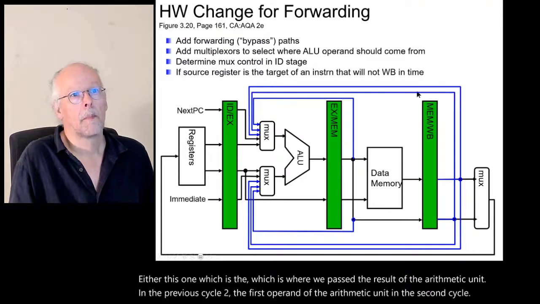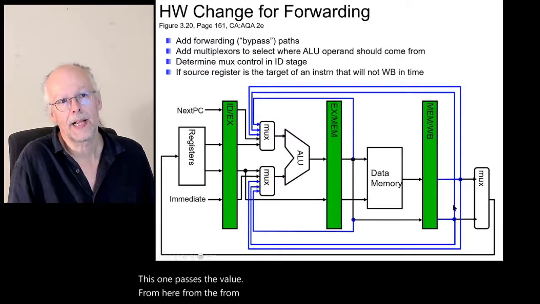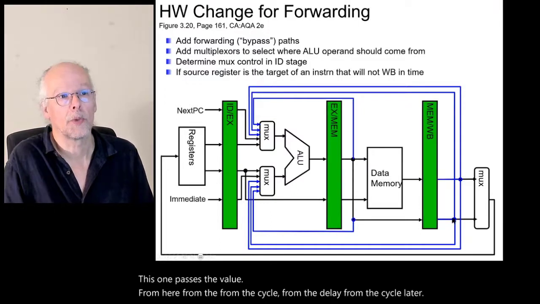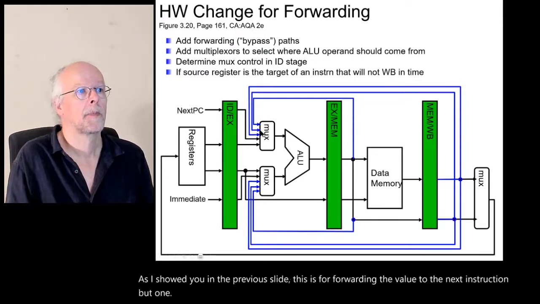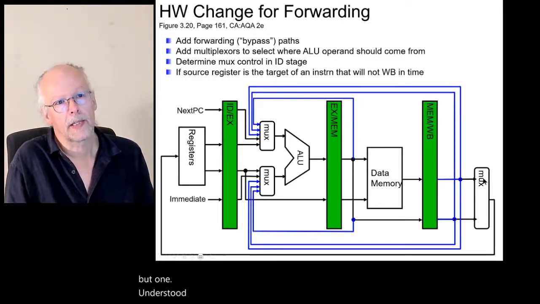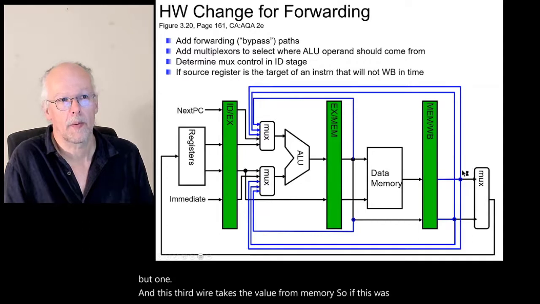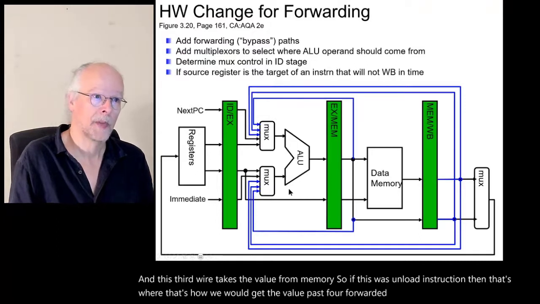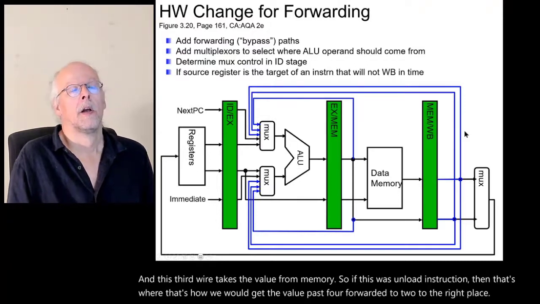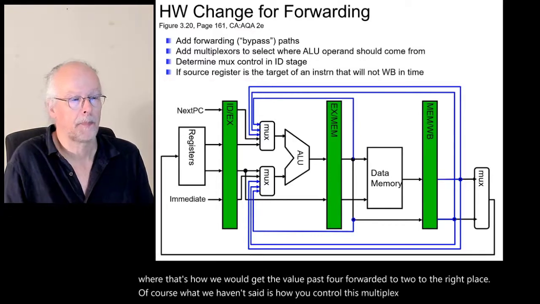This wire passes the value from here, from a cycle later, as I showed you in the previous slide. This is for forwarding the value to the next instruction but one. And this third wire takes the value from memory. So if this was a load instruction, then that's how we would get the value forwarded to the right place. Of course, what we haven't said is how you control these multiplexers.